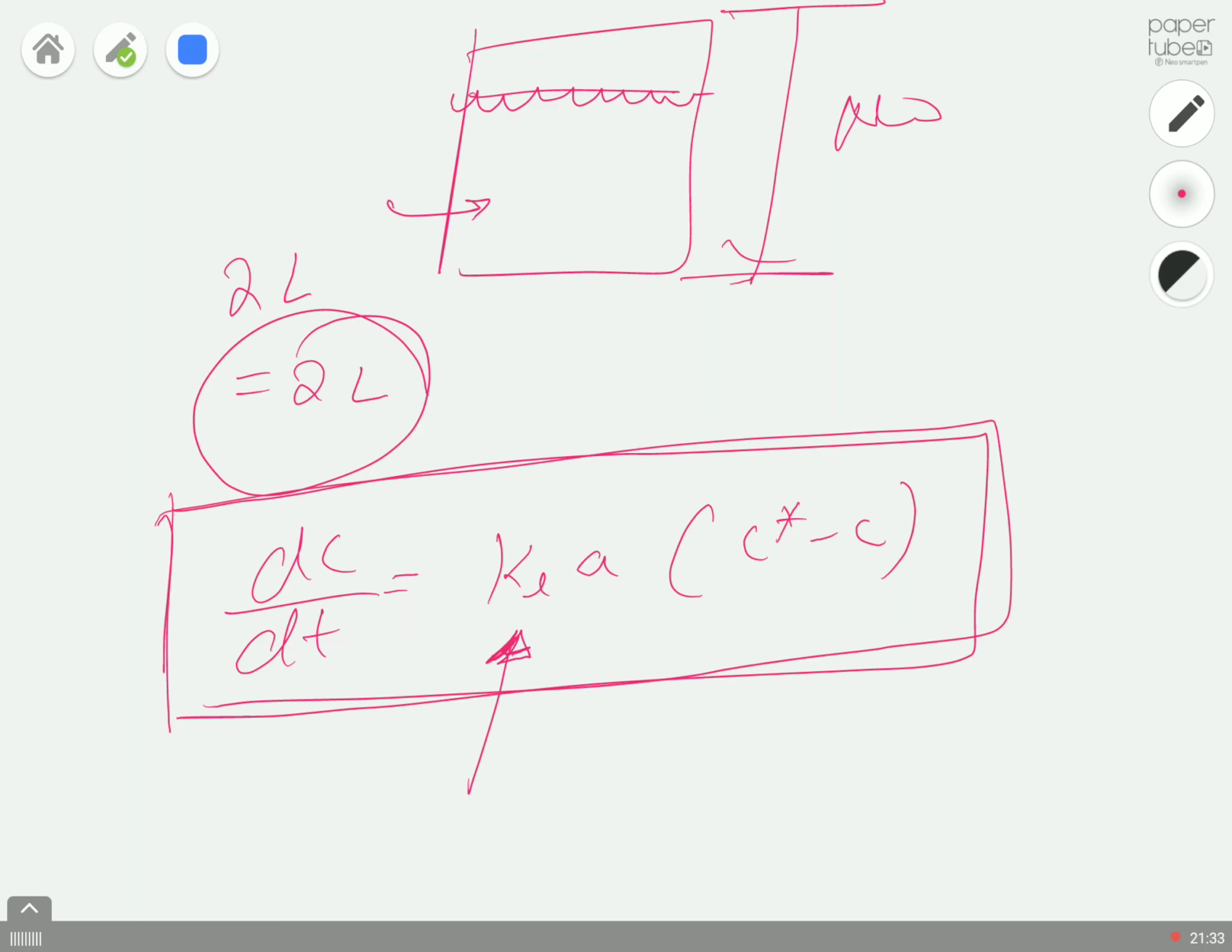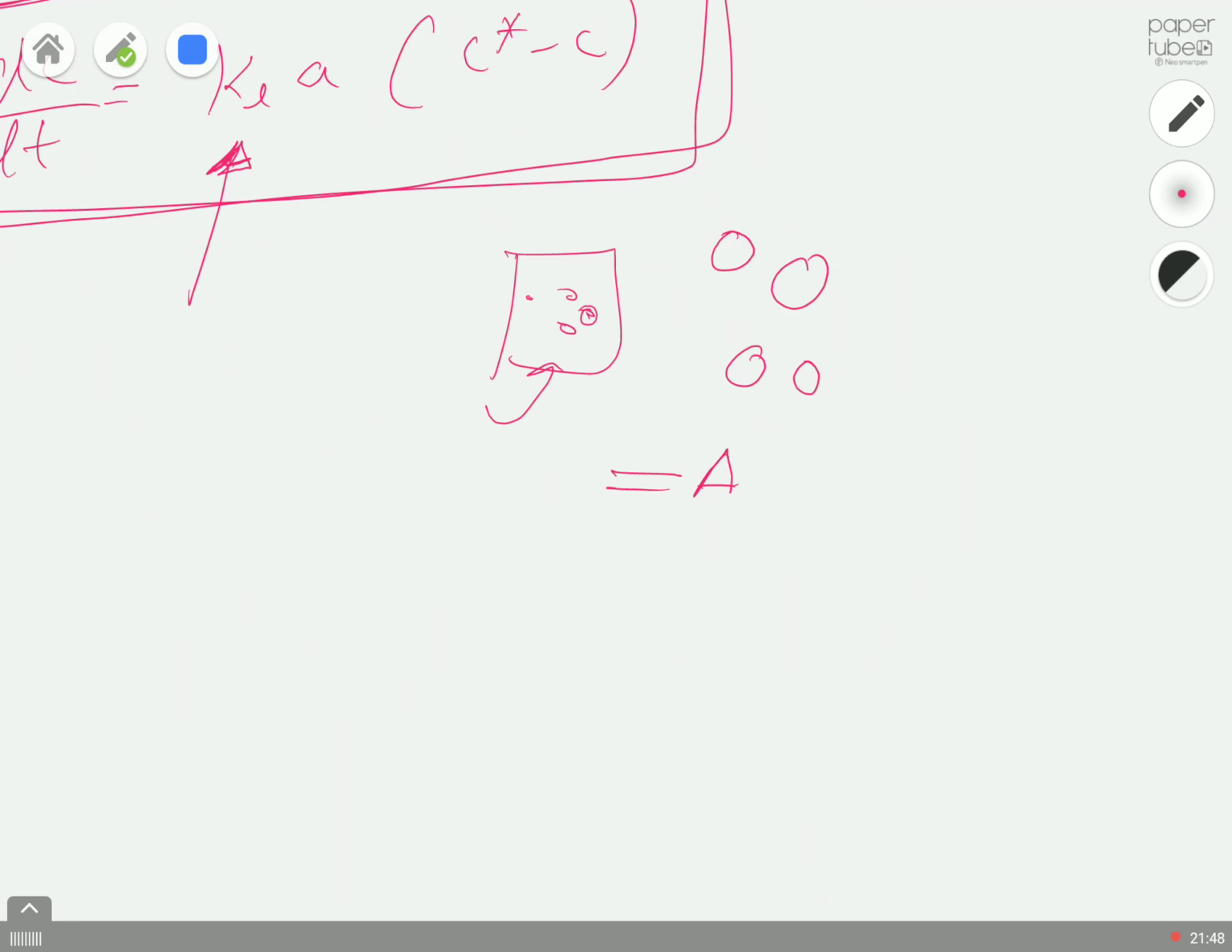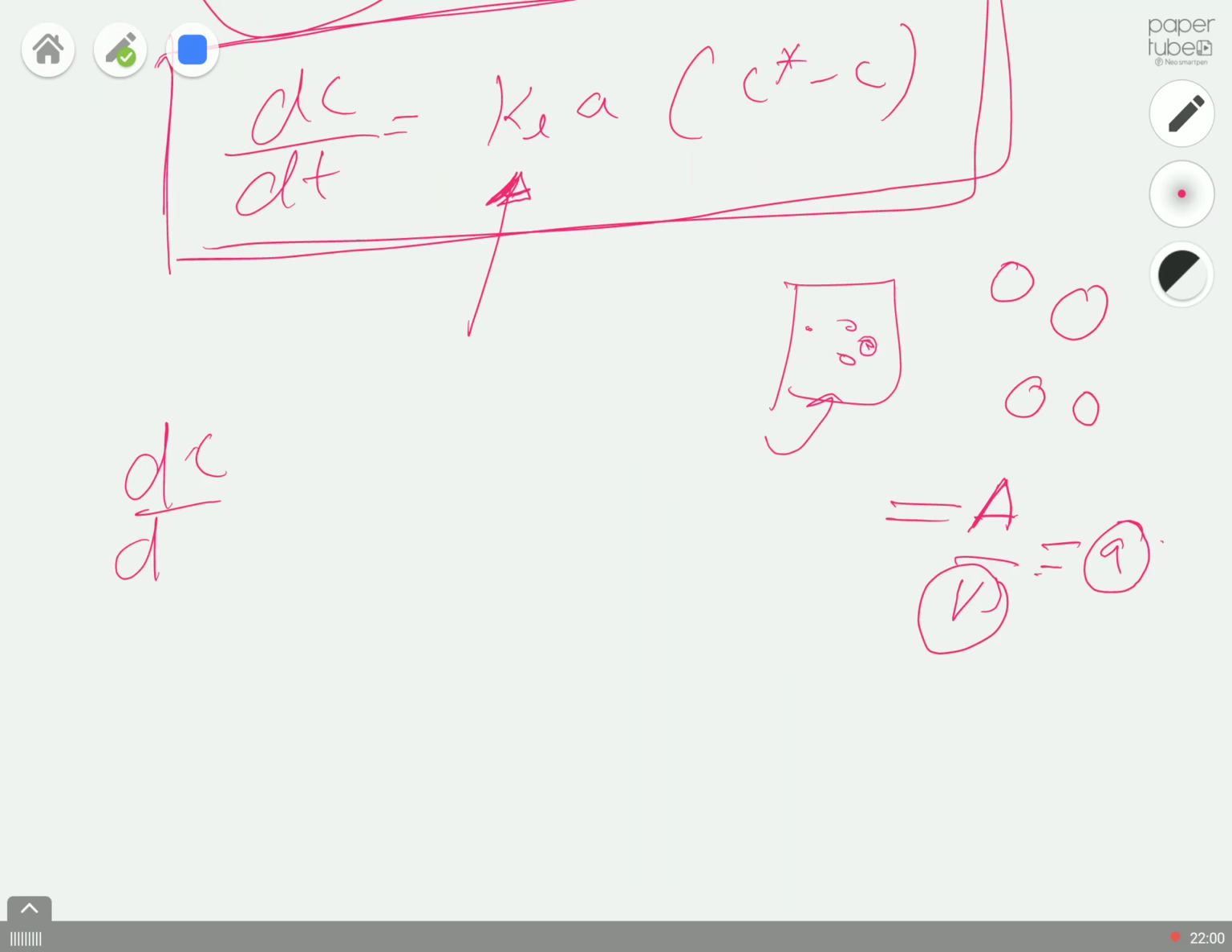So KLa. As I said, if you have a reactor with so many bubbles, it's almost impossible to calculate all the area of the bubbles. So you cannot calculate this total interfacial area, although you know the volume of your reactor, which means you cannot predict this a value. So that's why you have these two values together.